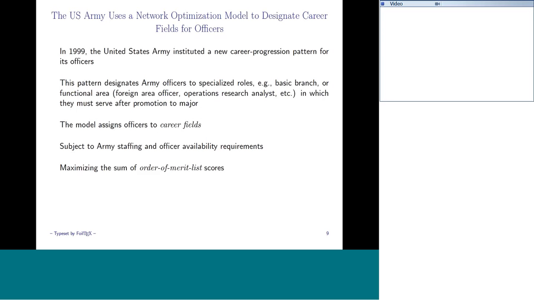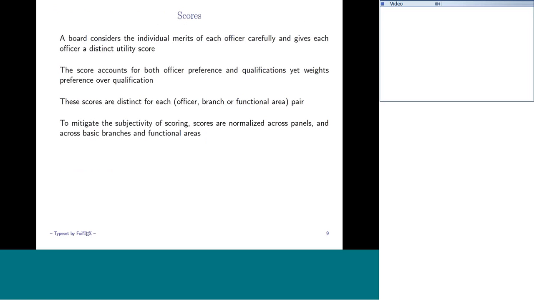We wanted to maximize the sum of order of merit list scores that were based on the officers' qualifications and rankings given by senior personnel. The scores were slightly difficult to incorporate in the model because we needed to be a little bit subjective. The idea was that the board, consisting of colonels and generals and so forth, would meet and assign an officer a distinct utility score based on the prior jobs he'd held and what it looked like he would be able to do. It accounted for both officer preference and qualifications. We did weight the preference over the qualification, as designated by the Army.